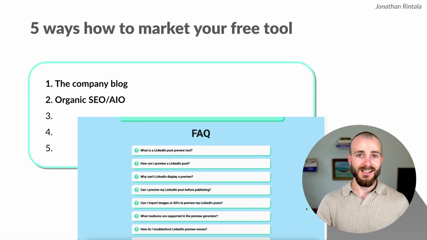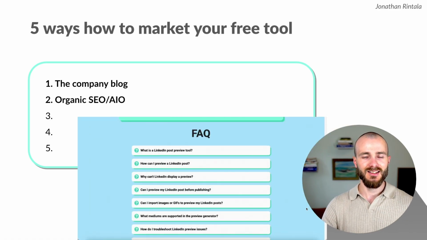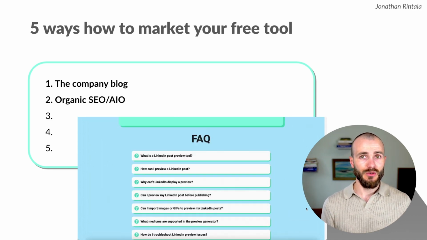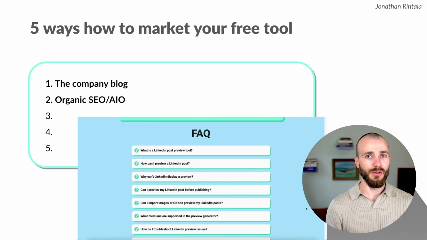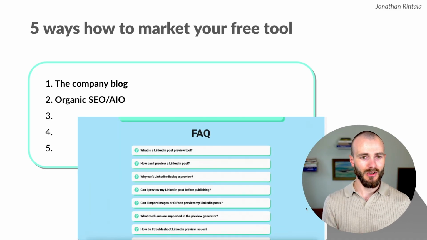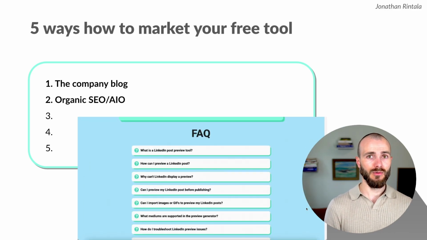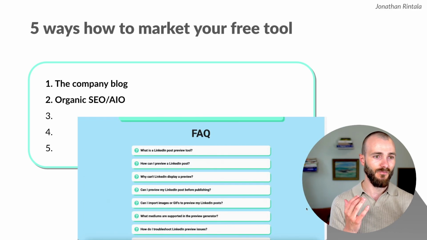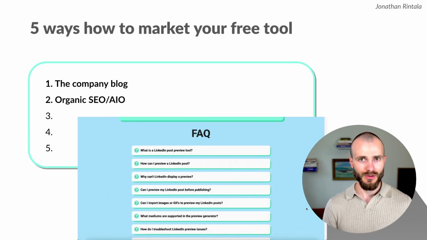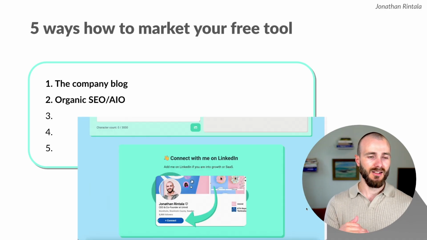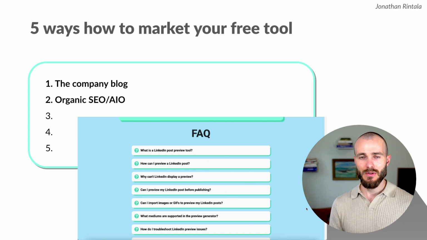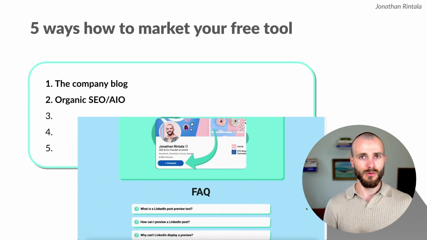Also, organic SEO and AI search nowadays is a great way to gain traction for your tool. Here you could essentially just market your tool by making it searchable and findable on both Google and GPT and similar. So for the LinkedIn post preview tool, you could put an FAQ on the bottom with relevant search terms that the ideal user for such a tool would probably search for. For example, can you preview a post on LinkedIn? Well, then you will show up there with a relevant answer to that question in generative search and Google, and your tool will be featured there.